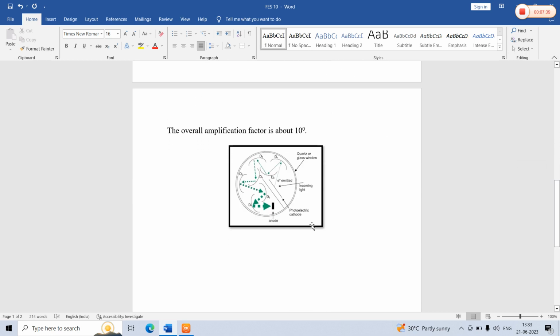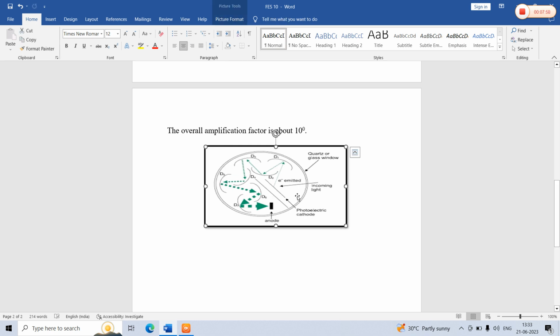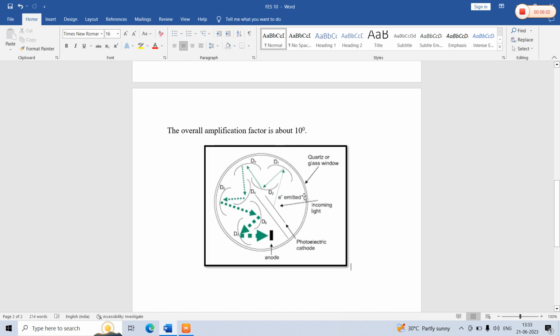So this is the diagrammatic representation of the photomultiplier tube. Here the overall amplification is about 10 to the power of some degree, that means the amplification takes place up to that order. The overall amplification factor is about that, and this is the diagram of the photomultiplier tube.